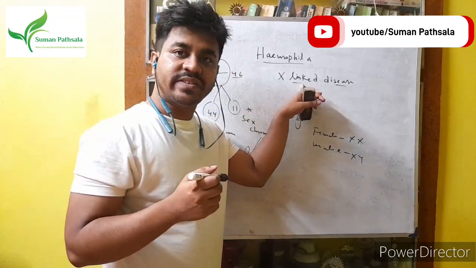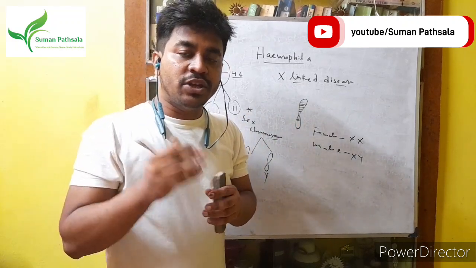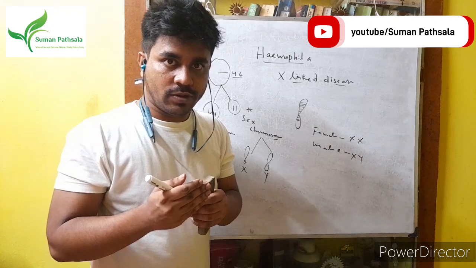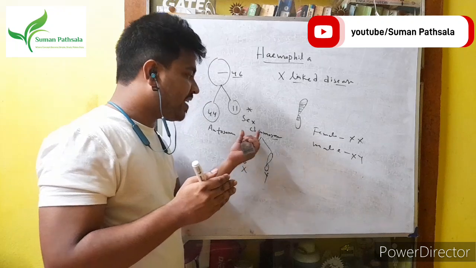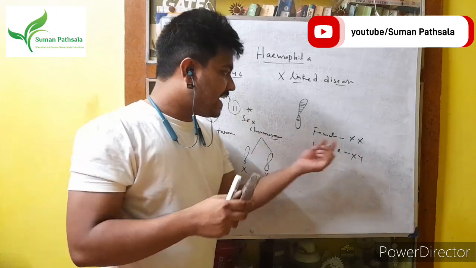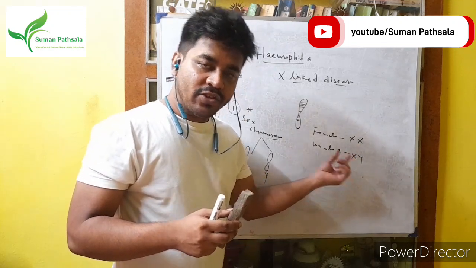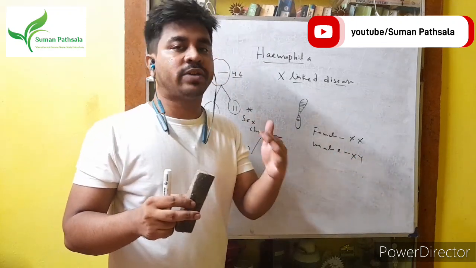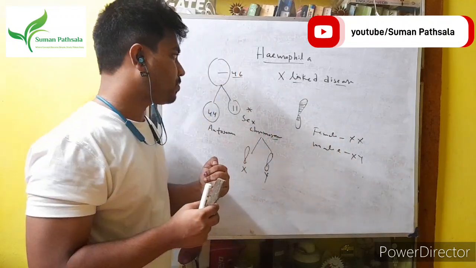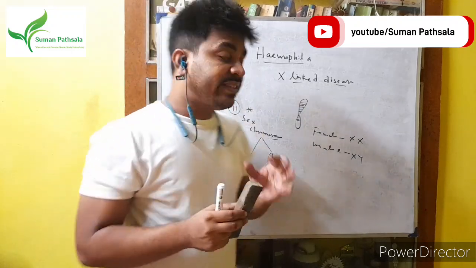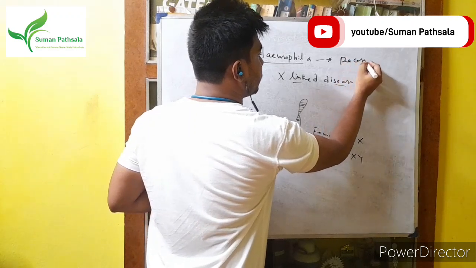This is an X-linked disease. It means this disease happens due to a gene which is present in the X chromosome, which is a sex chromosome. The X chromosome is present in both male and female, so this disease also happens in both. Infected males can also be females. And the last one is, this is a recessive disease.